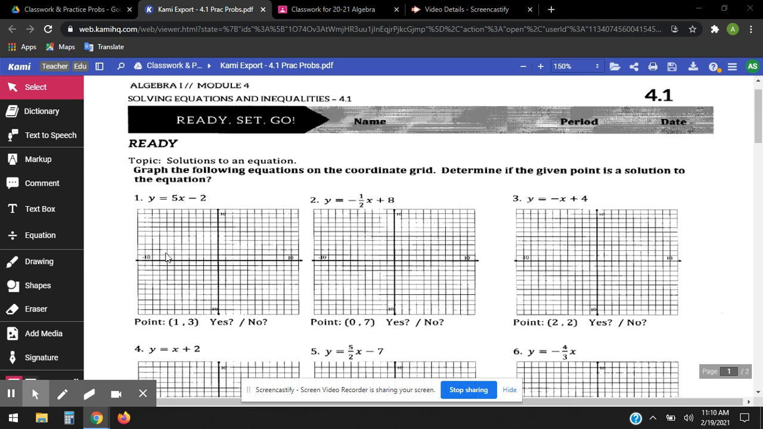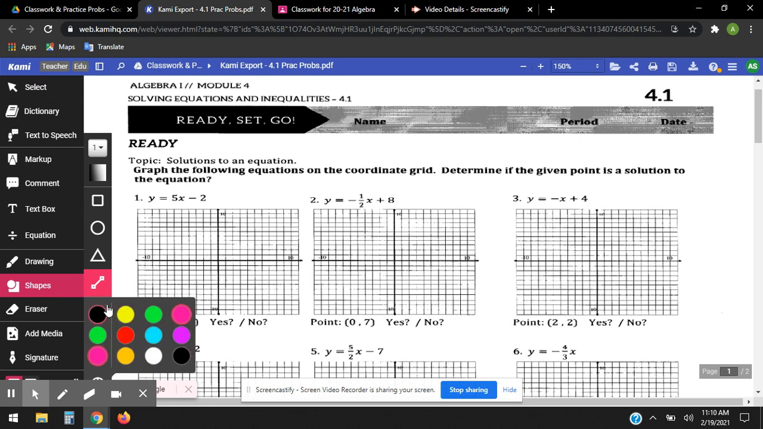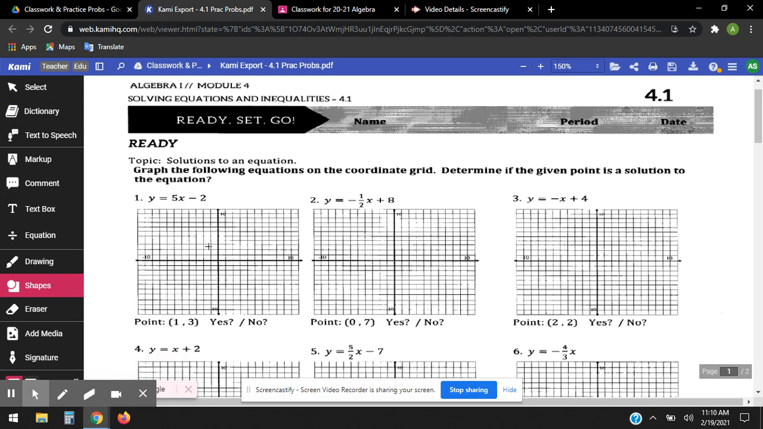So to start with, it says graph the following equations and determine if the given point is a solution to the equation. So we're going to start by graphing these lines. And so right here, our -2 is our y-intercept. These are all in y equals mx plus b form. So this is our plus b, a -2. So I'm going to start on my y-intercept at -2.